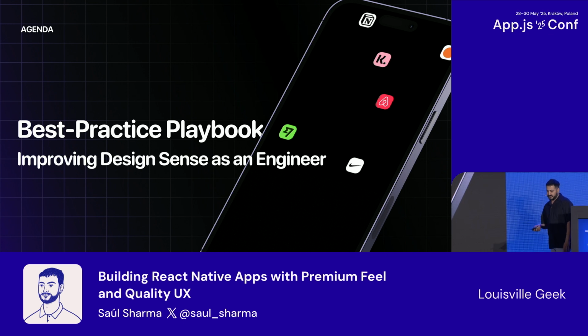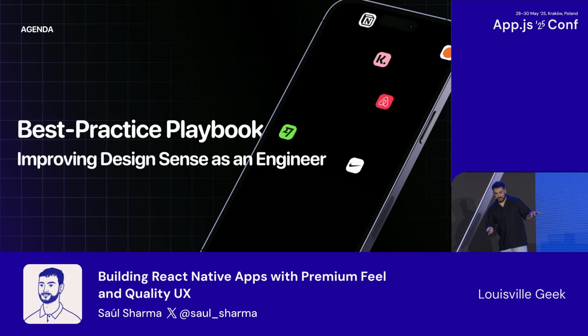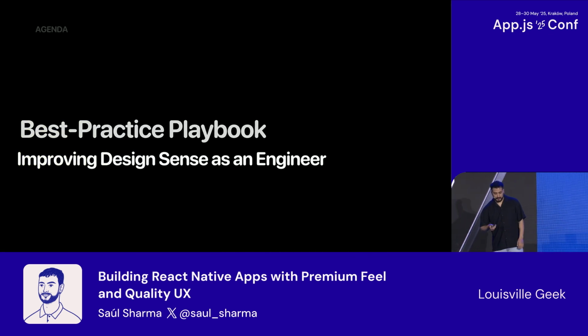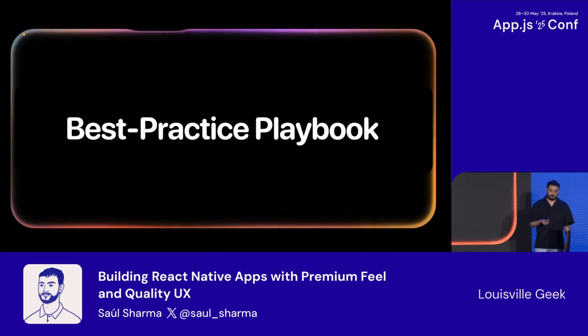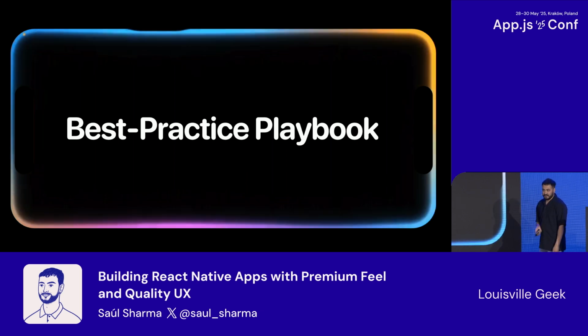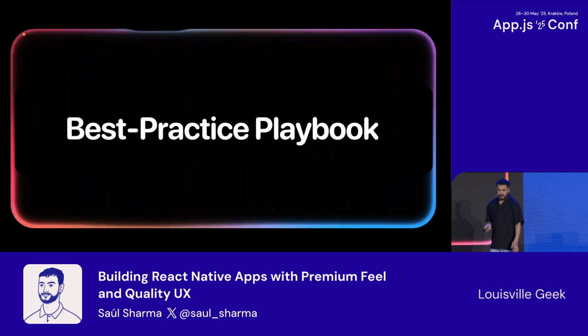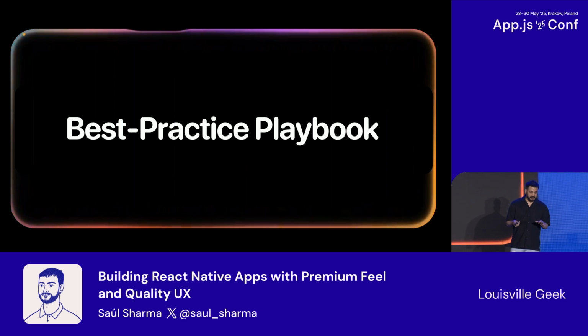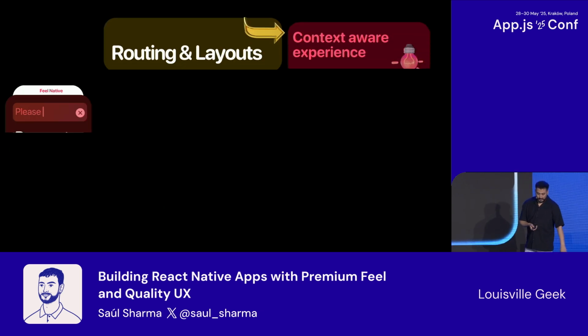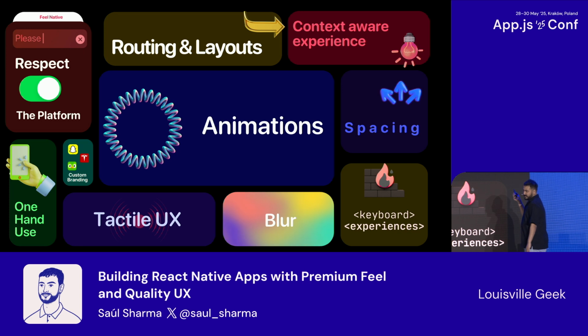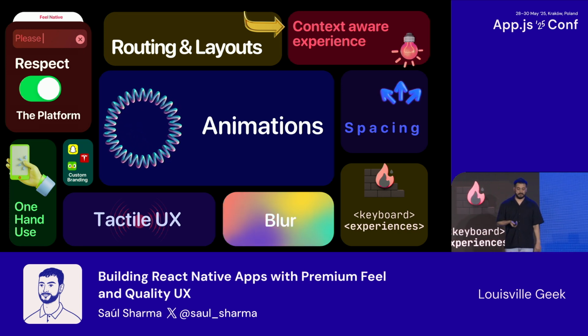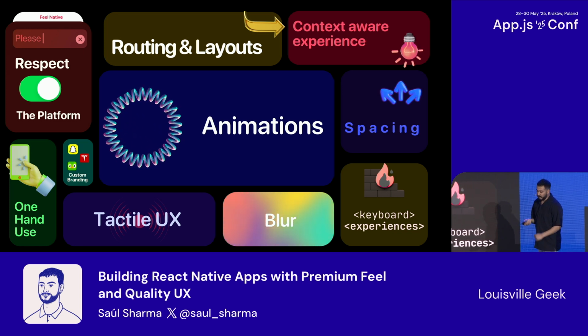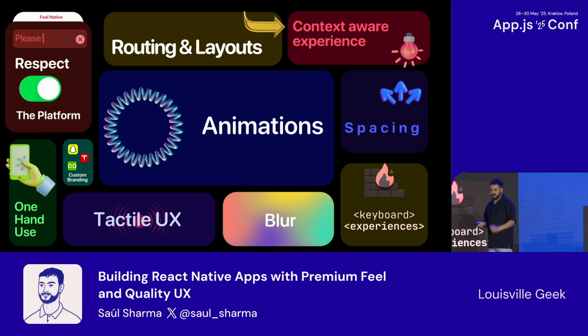So our agenda for today is the best practice playbook, what I have noticed from all the top apps, and we'll also be talking about improving design sense as an engineer. Let's talk about the best practice playbook. Obviously, there could be 20s and 50s in numbers, but I have only collected about 10 so that we can fit in this talk. These are what I call the 10 principles that make the top apps feel really premium. We'll go through all of those one by one and see why the top apps really feel that premium.